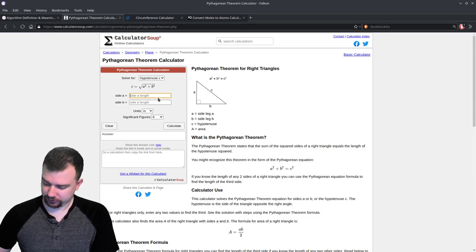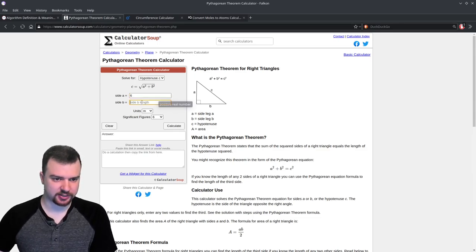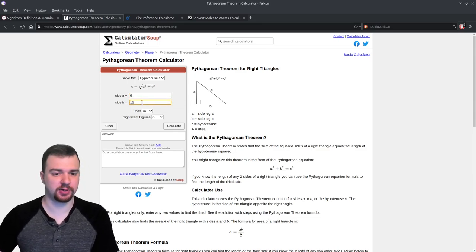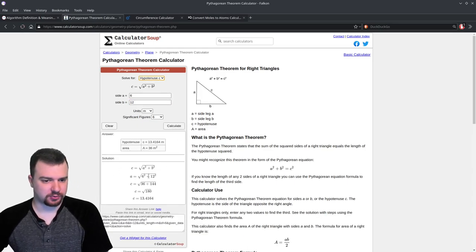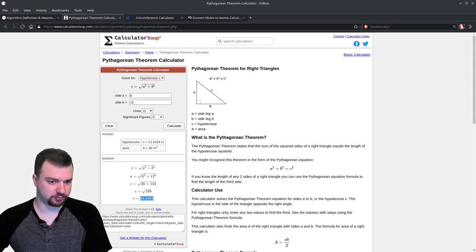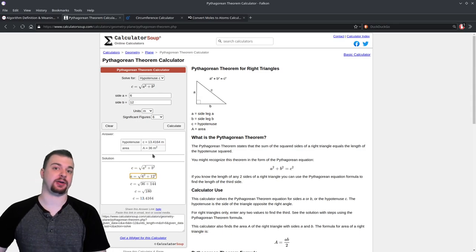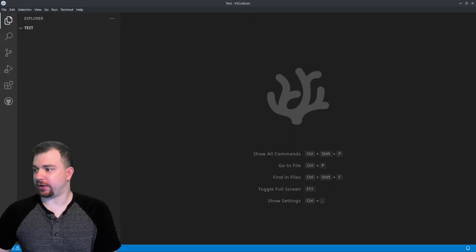So let's take a look at this calculator. Side a is 6. Side b is going to be 12. And calculate that. And you see the actual work being done here. The answer is going to be 13.4164. Let's look at the actual thing. We have the square root of a squared plus b squared, which ends up being the square root of 180. Keep that number in mind for now.